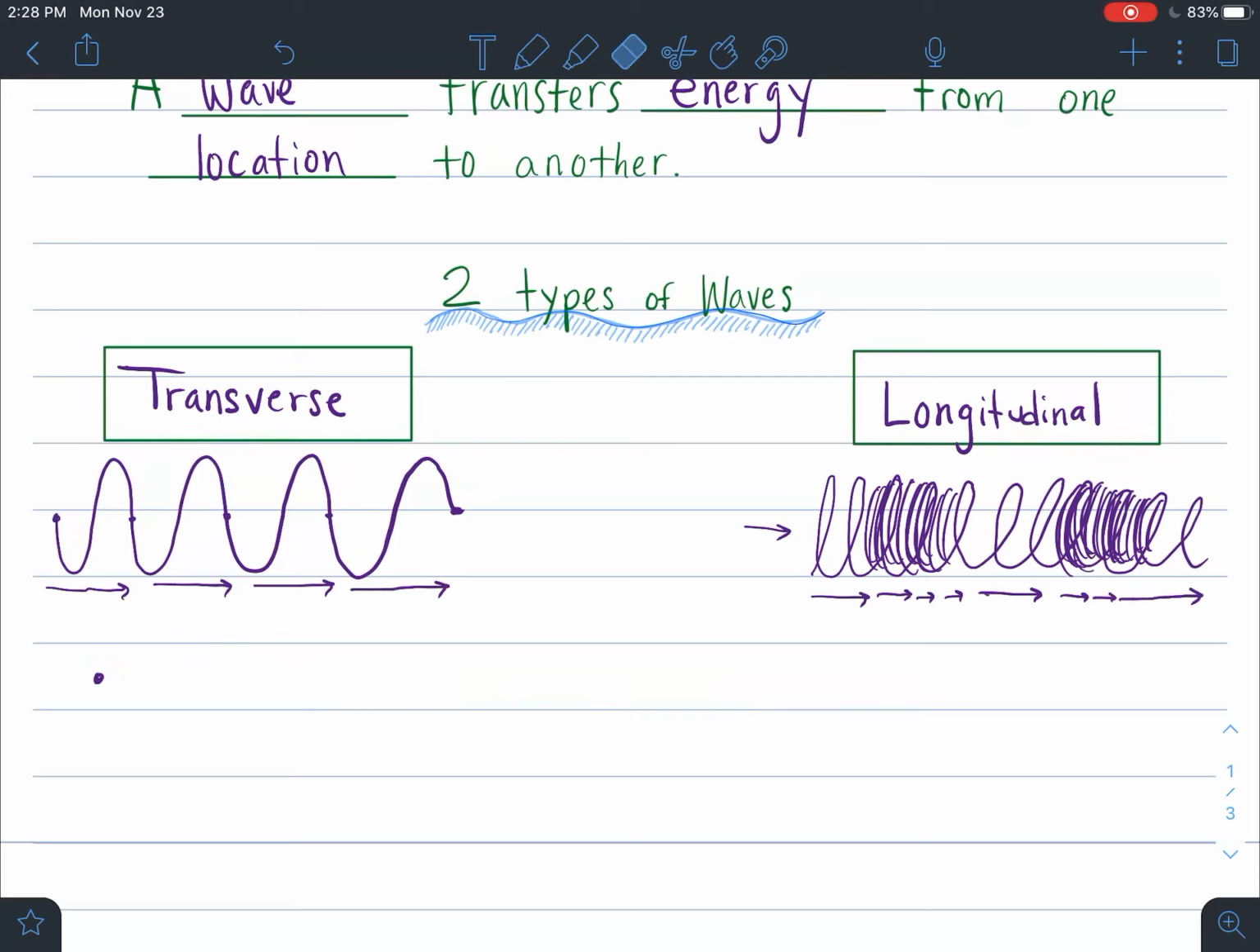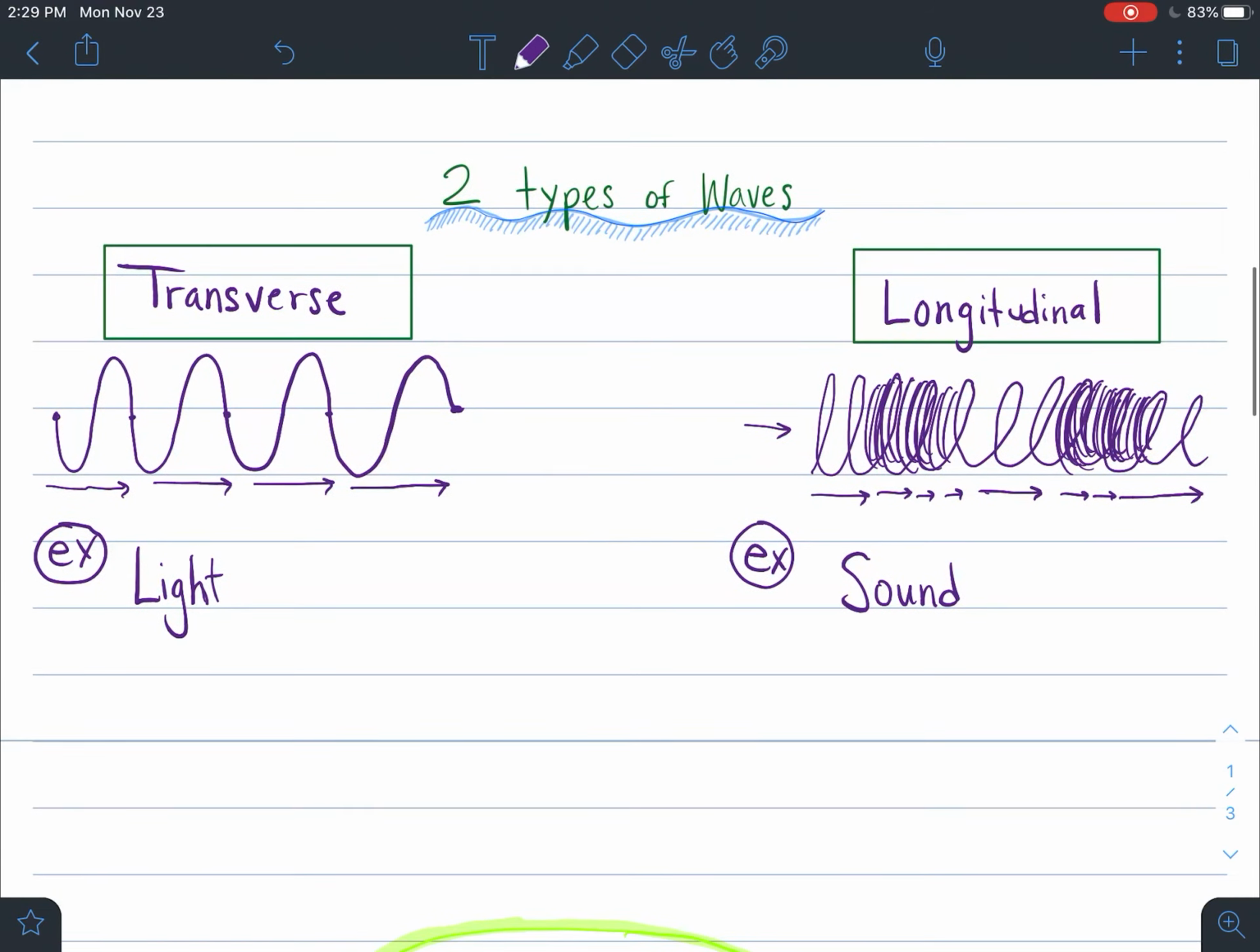Okay, so let's identify some examples of each of these. An example of a transverse wave would be light. Light travels, or it behaves, I should say, like a transverse wave. And an example of a longitudinal wave would be a sound wave. All right, so that's just a basic introduction.